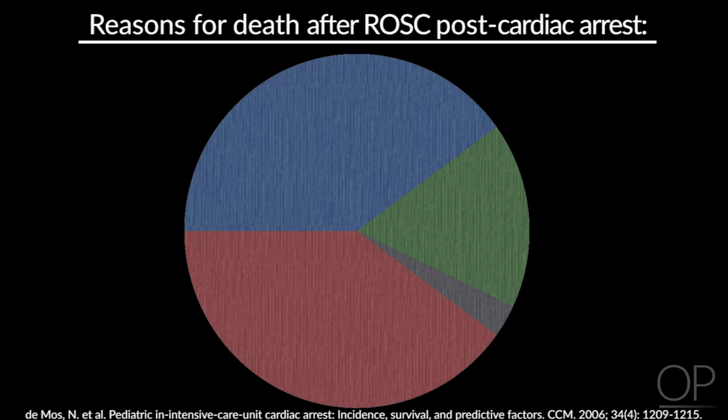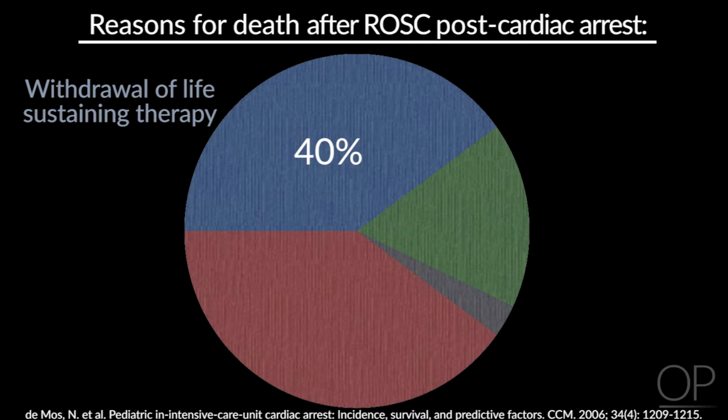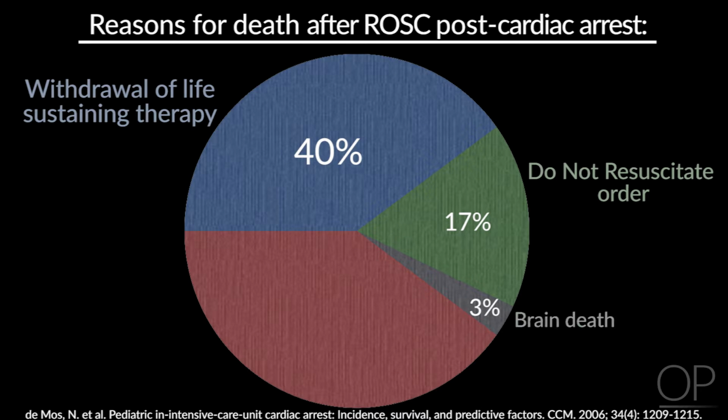In their experience, 40% of the patients that ended up dying after ROSC died as a result of withdrawal of life-sustaining therapy that occurred after discussion between the healthcare team and the family. Less than 20% died associated with do not resuscitate orders, and an even smaller percentage died with a diagnosis of brain death. Unfortunately, one of the limitations of even the limited data we have is that a significant percentage, 40% of patients, ended up dying with an unclear understanding as to why they died.